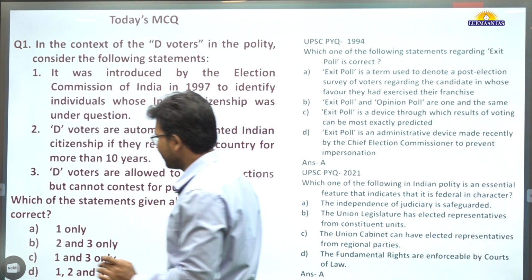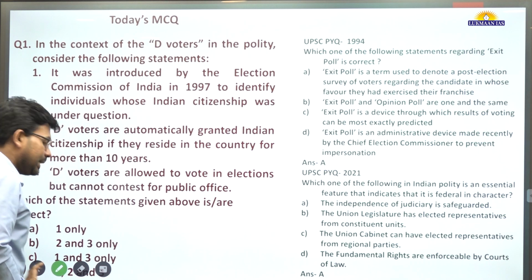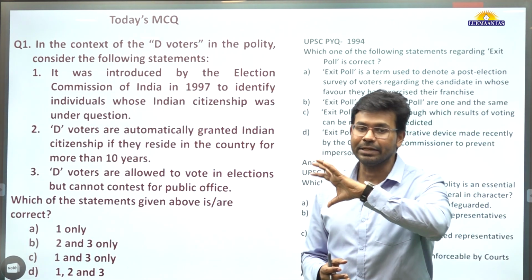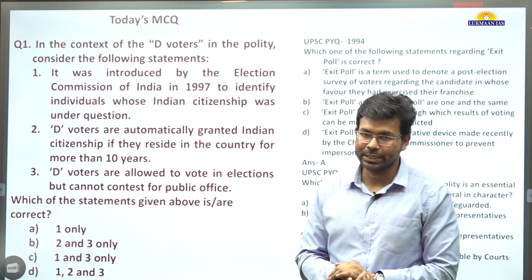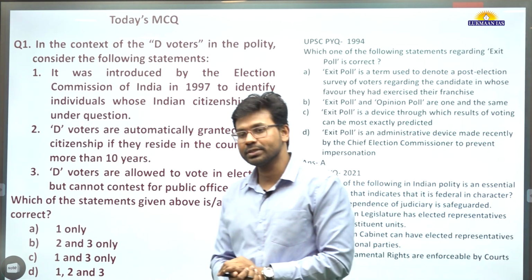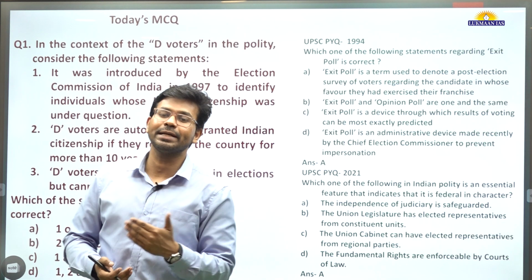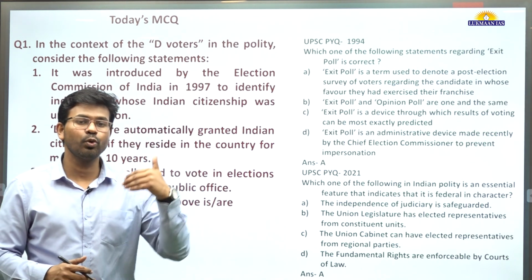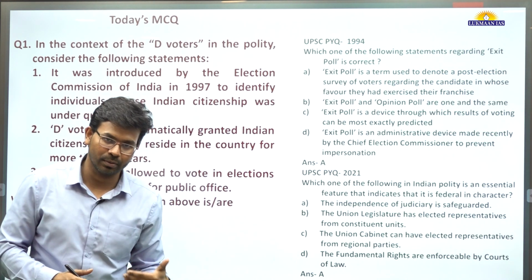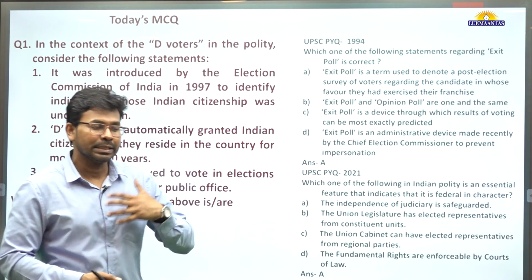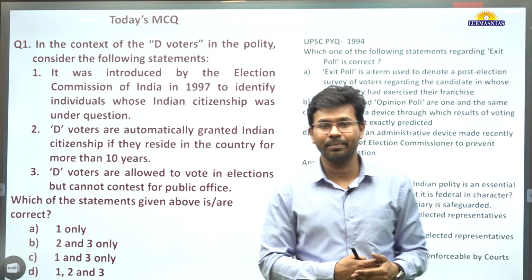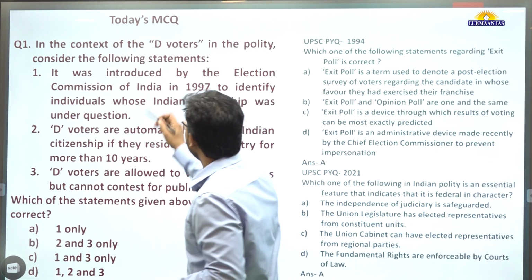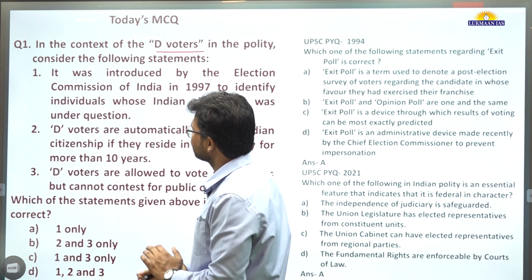The first topic is based on D voters. Basically, D voters have been classified by the Election Commission of India, and D voter classification is applicable for the state of Assam. Who are D voters? Those people who cannot prove their Indian citizenship through documents. There are some concerns about people who have infiltrated from Bangladesh to Assam. So the government had started verifying the citizenship of these people, and the Election Commission of India has come up with a D voters classification. This question is based on that.